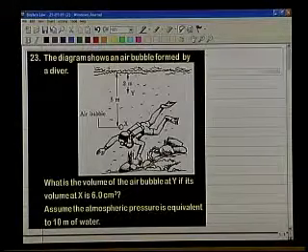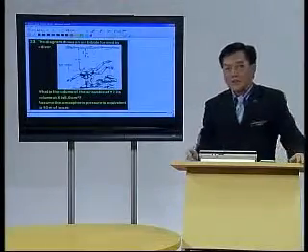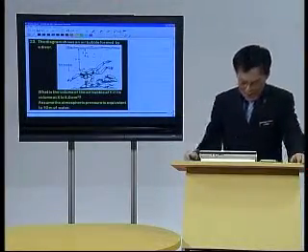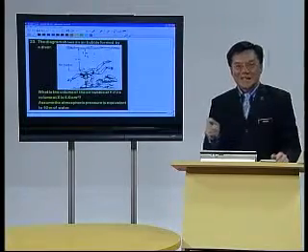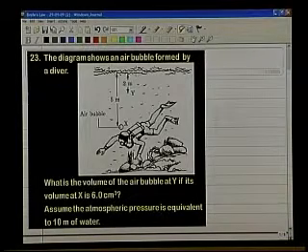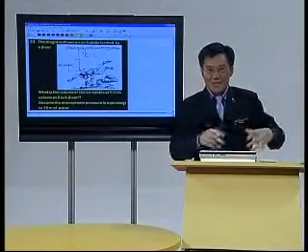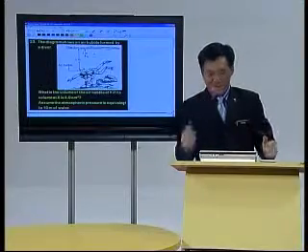Now let's take a look at this question. In fact, there are many parts to answering this question which is very, very important. Number one, look at the last statement of the question. It says, assume the atmospheric pressure is equivalent to 10 meters of water. So even before we look at Boyle's law, we have to understand this physics concept first.